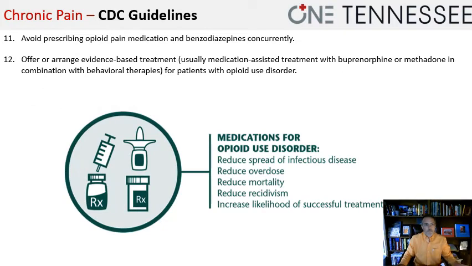Avoid prescribing opioid pain medications and benzos concurrently. I've mentioned this already. And remember, that combination increases overdose risk by approximately tenfold, depending on the dose and the frequency of the combined use of those medications. Offer or arrange evidence-based treatment, usually medication-assisted treatment with buprenorphine or methadone in combination with behavioral therapies for patients who exhibit or are currently suffering from an opioid use disorder.